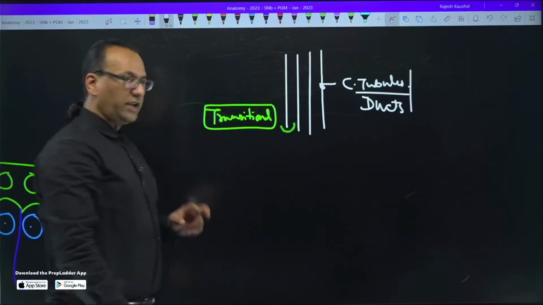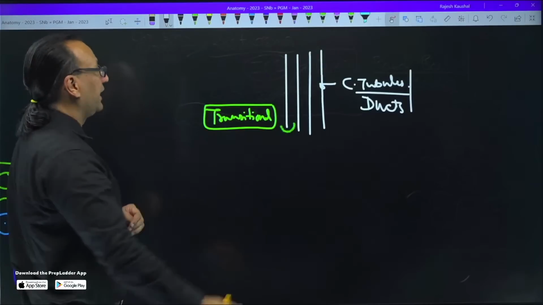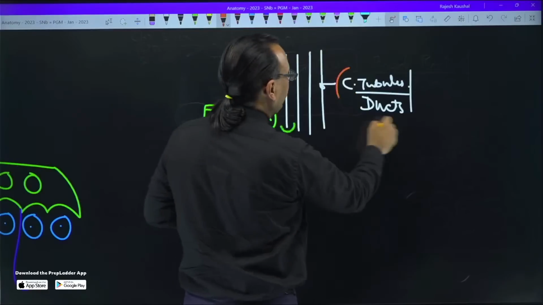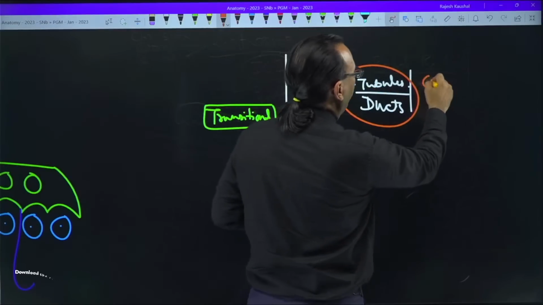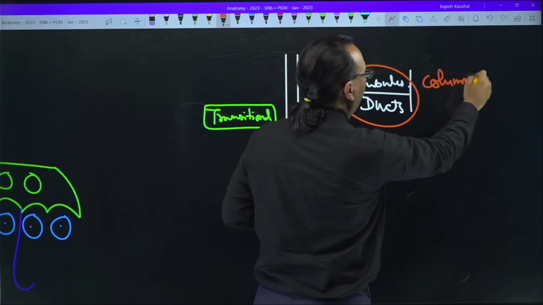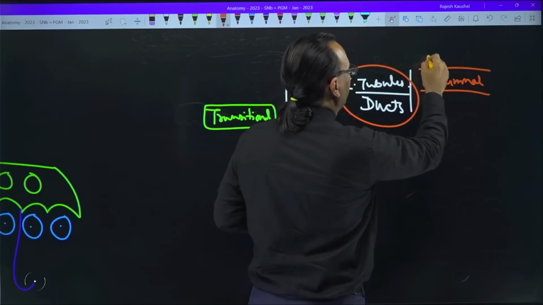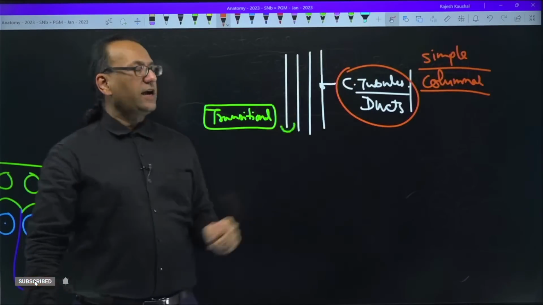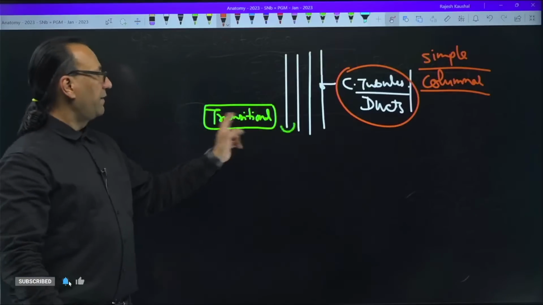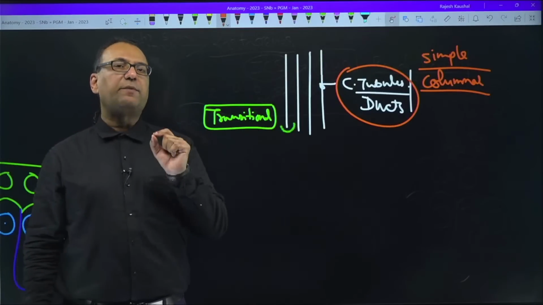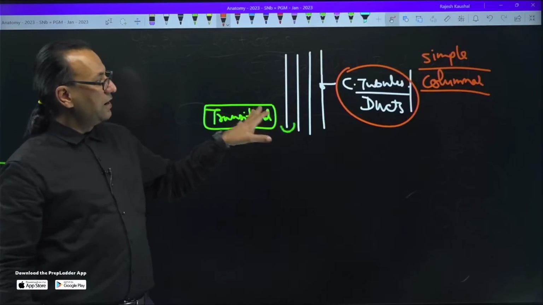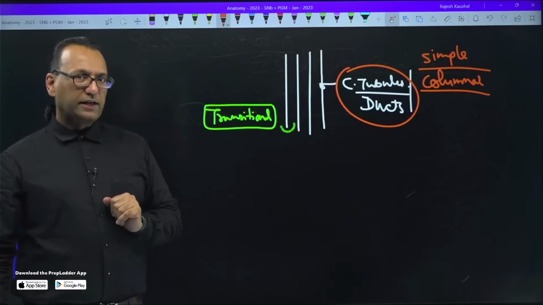Collecting ducts have double epithelium, but chiefly it will be columnar epithelium, simple columnar epithelium. Most of the collecting ducts are lined by simple columnar epithelium except the tip, because the tip has transitional epithelium. So transitional epithelium, which is stretchable epithelium, begins at the tip of collecting ducts, then where does it proceed?